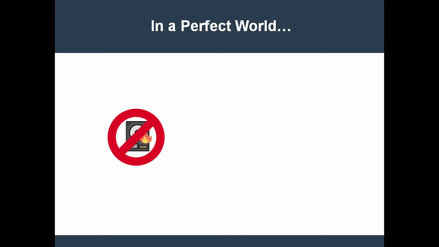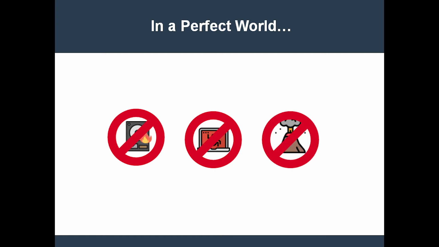Now, in a perfect world, hard drives would never fail, software wouldn't have any bugs, and nature would never get cranky. But this is the real world, so those kinds of problems cropped up from time to time. And yet, the little company, which goes by the name Google, overcame these problems.